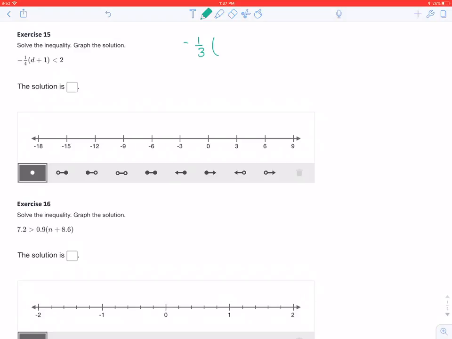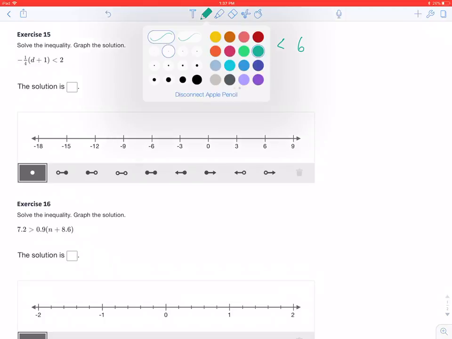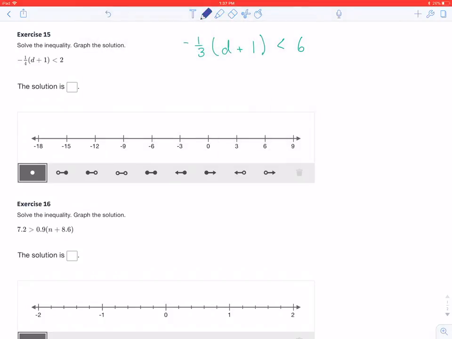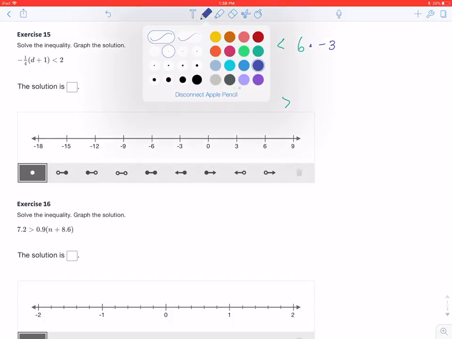I'm going to do a similar example, not the same example, but pretty close. If I had negative 1/3 times the quantity of d plus 1 is less than 6, the way I would start this question is to get rid of that negative 1/3 first. So I would multiply negative 1/3 by its reciprocal, negative 3 over 1, which is really just multiplying by negative 3. I would do that to both sides. And because I multiplied by a negative number, I'm also going to make sure that I flip the sign. I'll put that towards the end so I don't forget it.